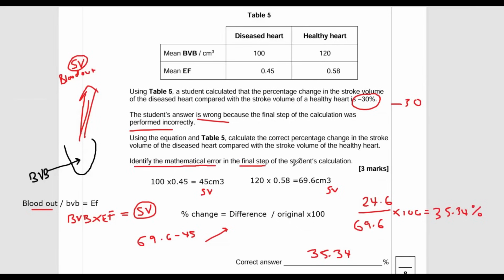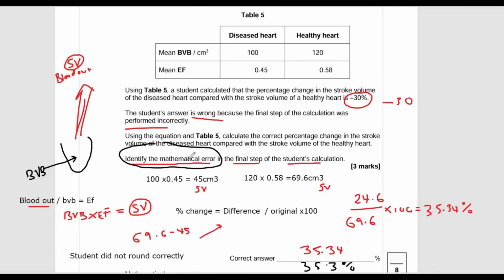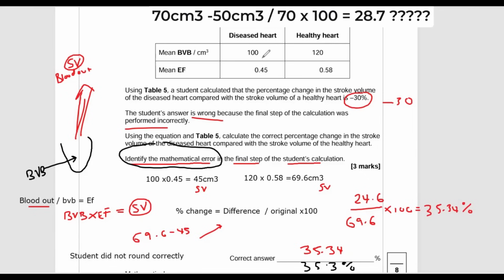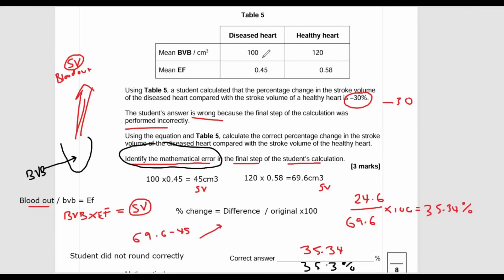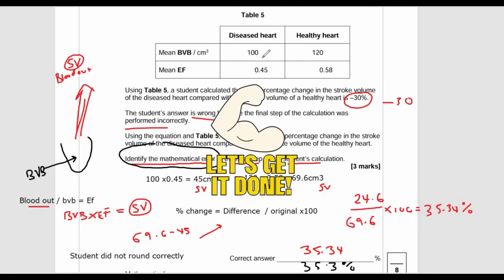Well, they've obviously just not rounded it correctly. They've done incorrect rounding. And where did they round incorrectly? They might have rounded 45 to 50 and 69.6 to 70. Smash that in the calculator in your percentage change, and you get like 28%, and then they've rounded up to 30%. So they may well have done that by incorrectly rounding the stroke volumes or incorrectly rounding the final percentage. So they've messed up in some way. Okay, let's move on to question 9 and get this paper done.